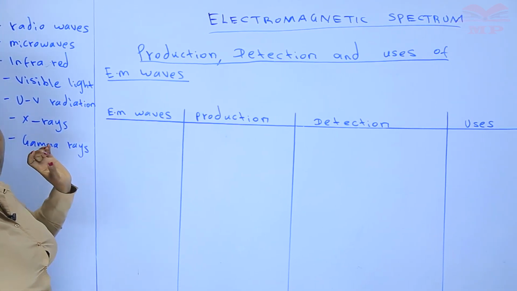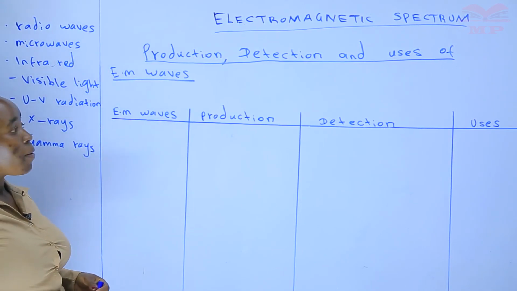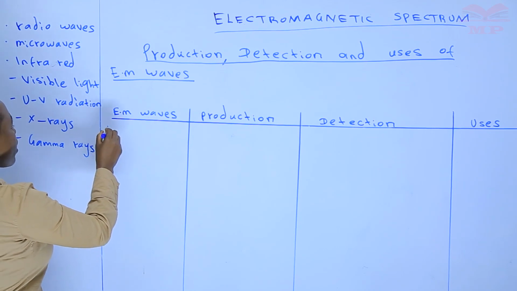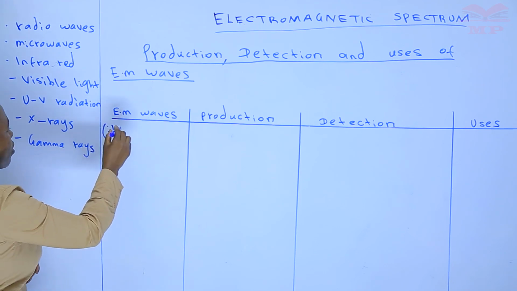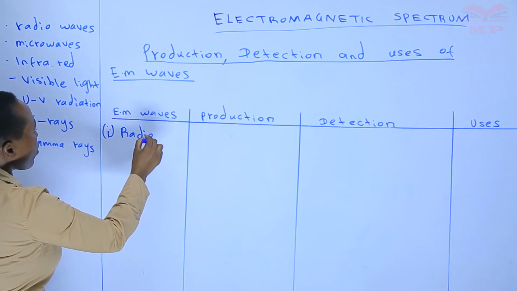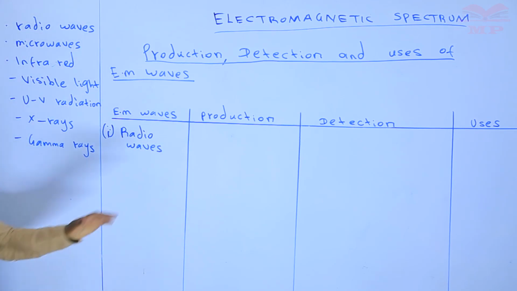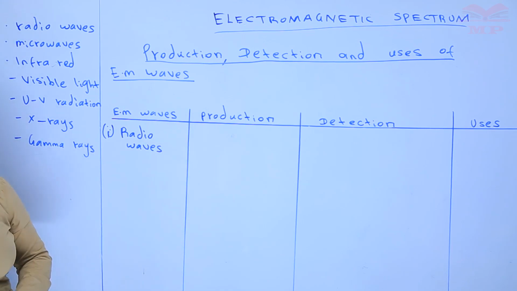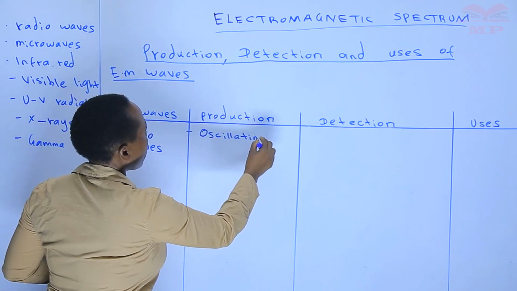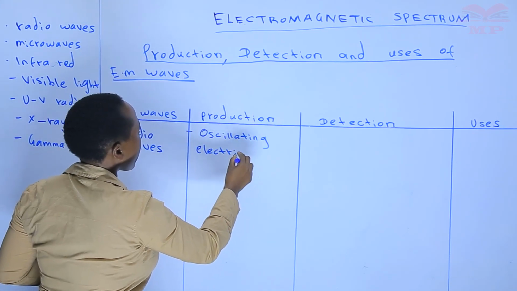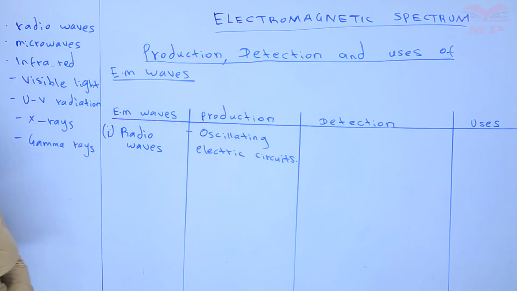So how are they produced? It is key that you know how they are produced, how they are detected, and some of their uses. So we have the first one, which is now number 1, the radio waves. We want to ask ourselves, how are the radio waves produced? And we can say that they are produced by the oscillating electric circuits. You need to know that.